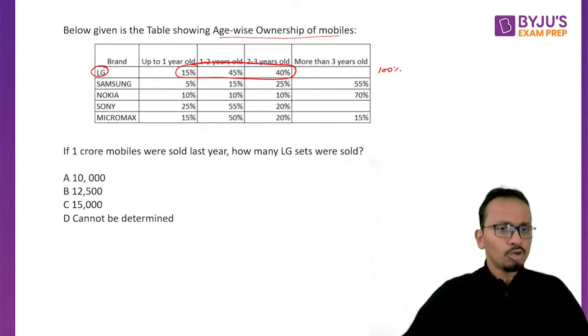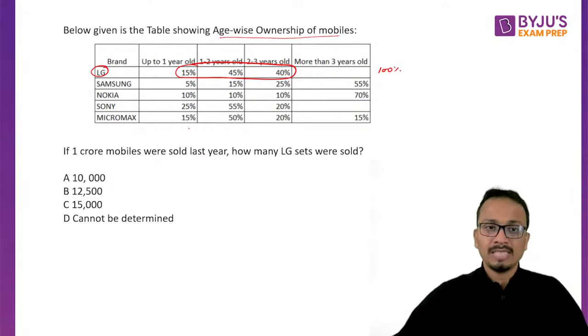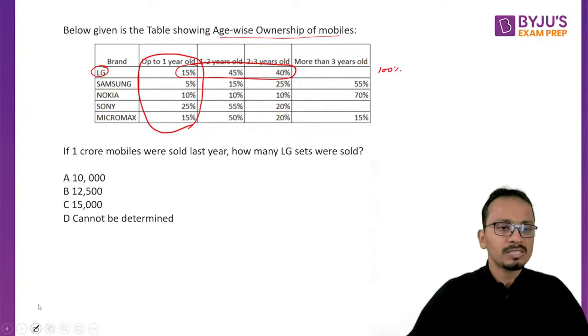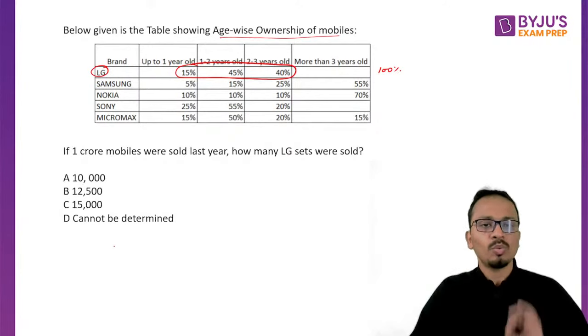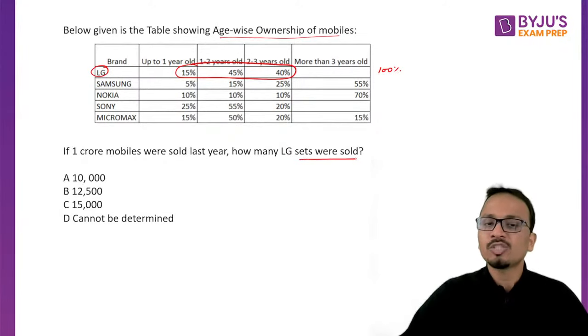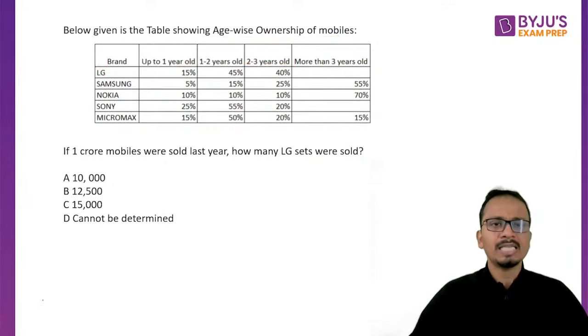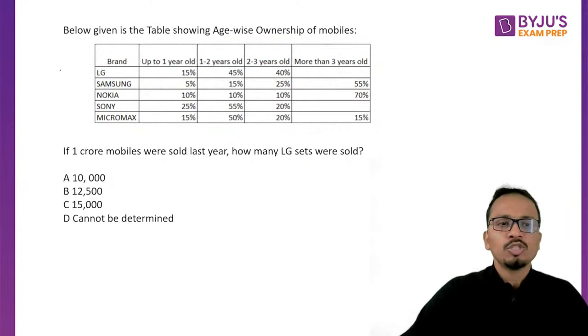Now, the question says that if 1 crore mobiles were sold in the last year, that means they are saying that 1 crore mobiles were sold in the last year. This sum is given as 1 crore. So in the last 1 year, 1 crore mobile phones were sold. How many LG sets were sold in the last year? Just to make you understand, let's say that total LG sets sold were 100A, this was 100B, 100C, 100D, and 100E.